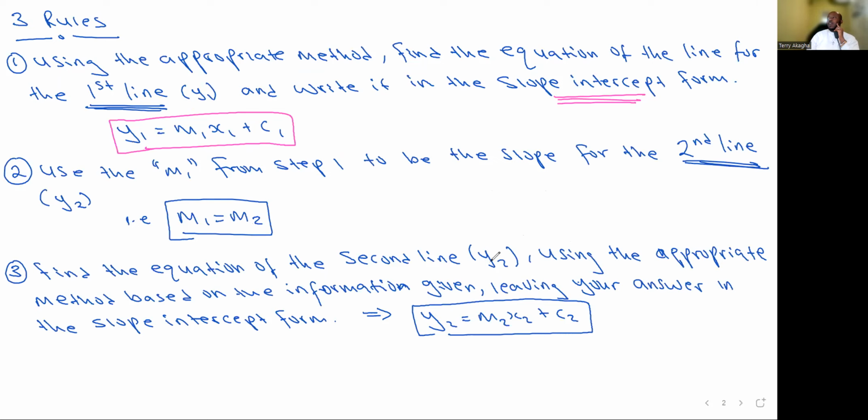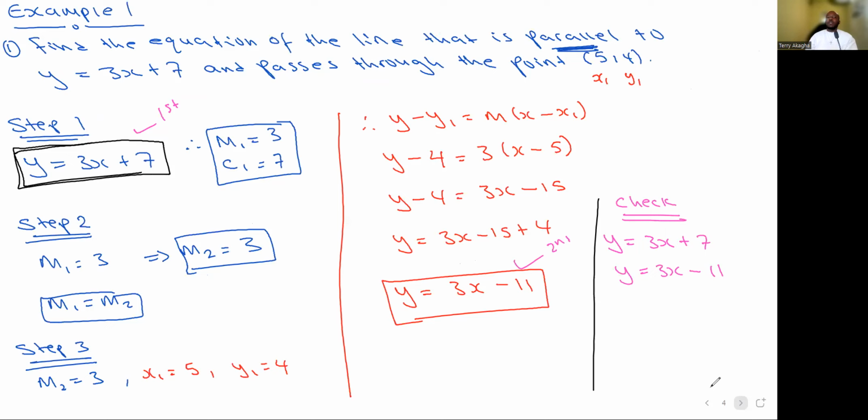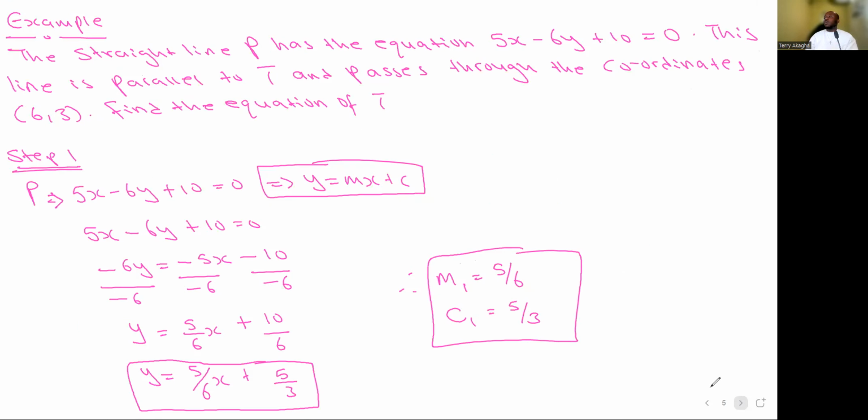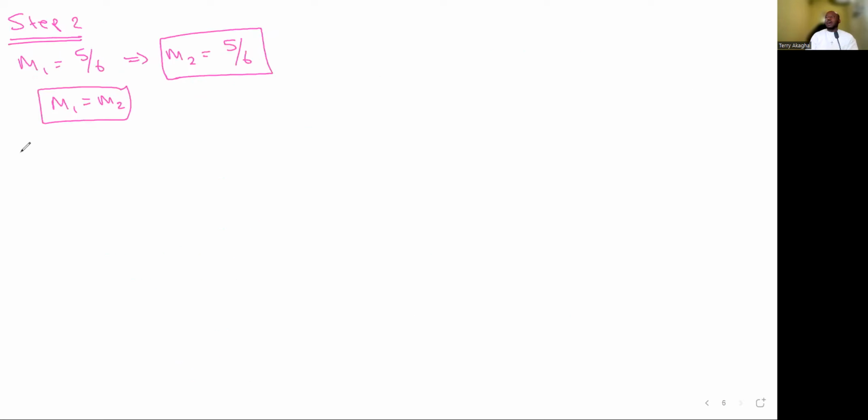find the equation of the second line using appropriate method based on the information given. All right, based on the information given. So let's go back to the information. We're given that, and we're also given 1 point. Are you seeing it? We're only given 1 point. So we're only given the x1 and the what? The y1. So that means we can get step 3 now.